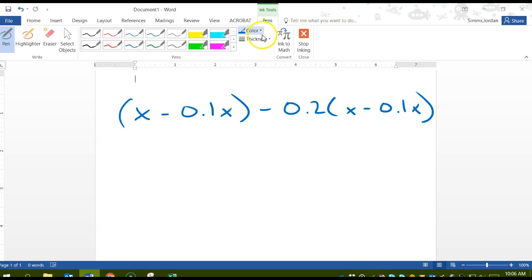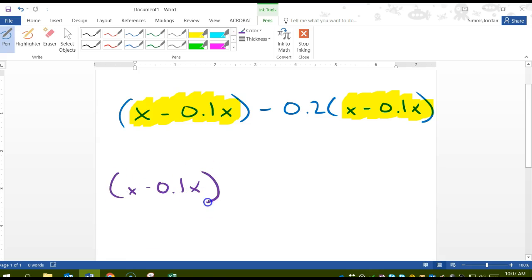Okay, so we're going to factor out that term, and the term they're telling us to factor out is right here. We want to factor that out both times, right? This is our GCF from each term. So let me get a better color here. If I write that down, that's going to be x minus 0.1x. That's our GCF. This is no different than factoring out binomials. That's all this is, a binomial.